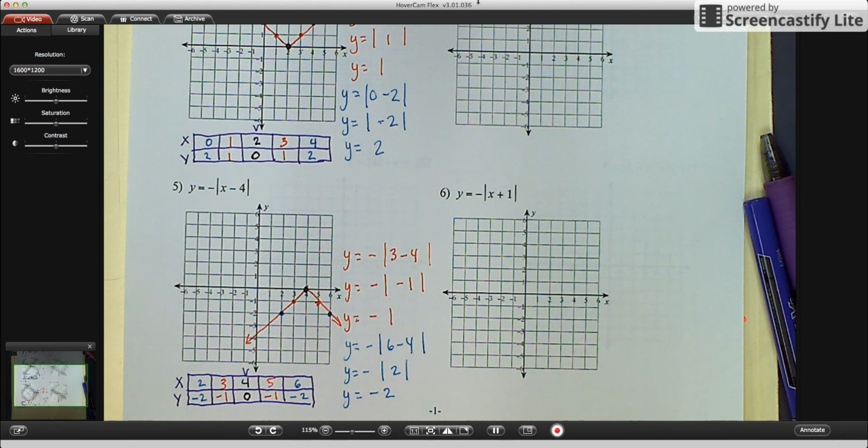What I would like you to do is go through and finish 2, 4, 6, and then flip it over on the back, and you have 6 more absolute values to create the table and graph. Check with Mr. Jellis or your teacher, whoever your teacher is, to confirm that your answers are correct.